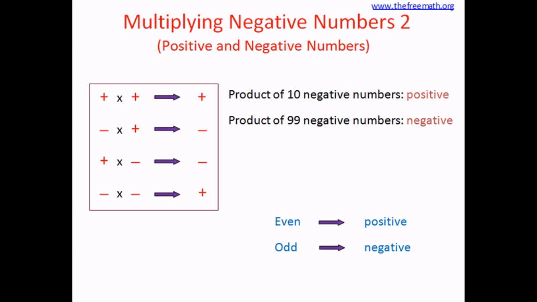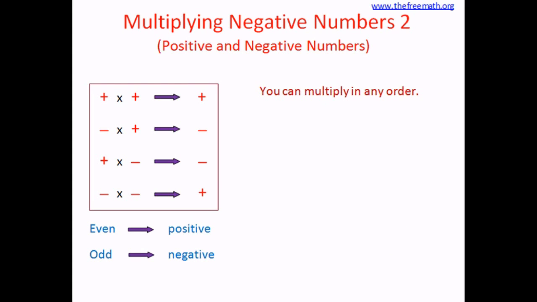10 is an even number, therefore the product will be positive, and 99 is an odd number, therefore the product will be negative. So without knowing the actual numbers, you can tell what would be the sign of the product. Now let's revise one more rule that we already know. You can multiply in any order.